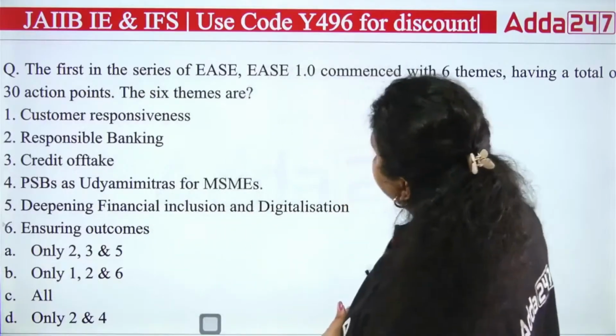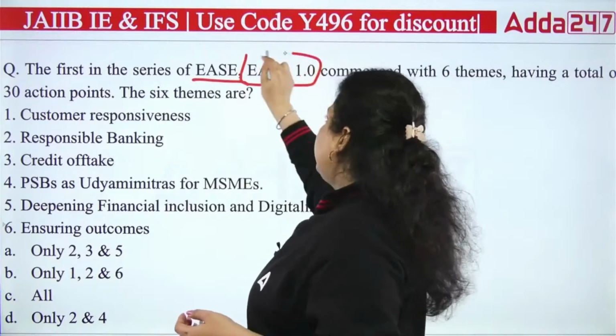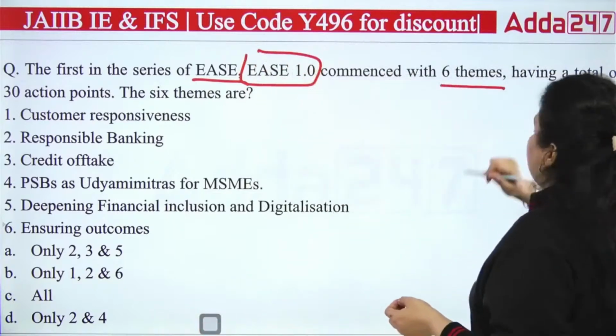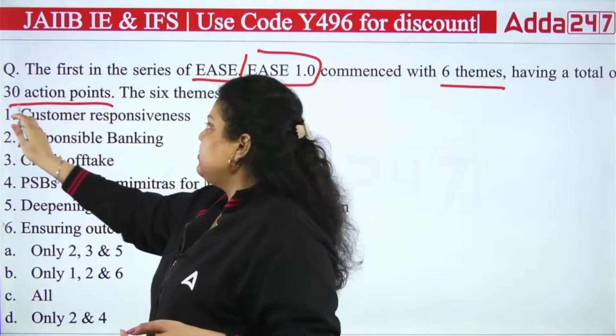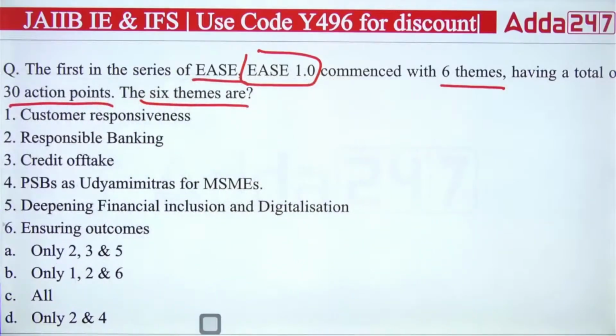Okay. Next, the first in the series of EASE 1.0 commenced 6 themes having a total 30 action points. So these 6 themes are which of the following? Out of these, what are correct 6 themes of this particular EASE 1.0 reform?